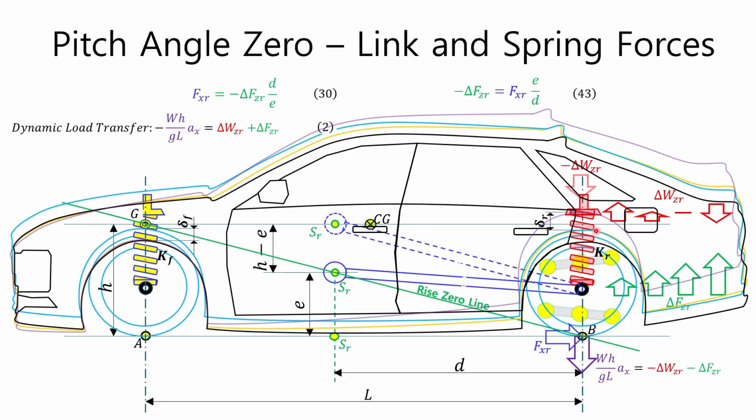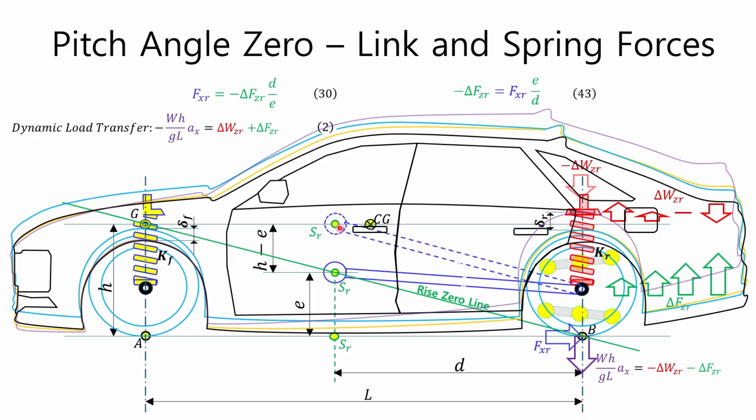However, as indicated by the orange line in the figure, even though the rear spring displacement is zero, the front spring displacement is not zero, and the front ride height has decreased. To make the pitch angle zero, the rear ride height must be reduced to the front level, lowered to the level of the line indicated in black. To lower the rear ride height to the front level, the virtual reaction point, SR, must be raised.